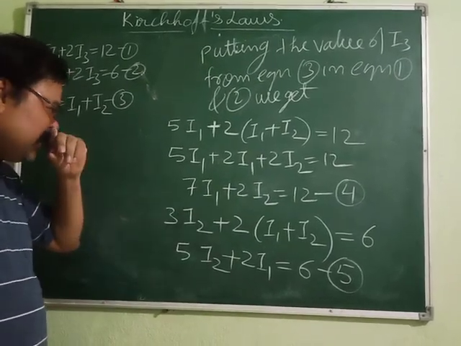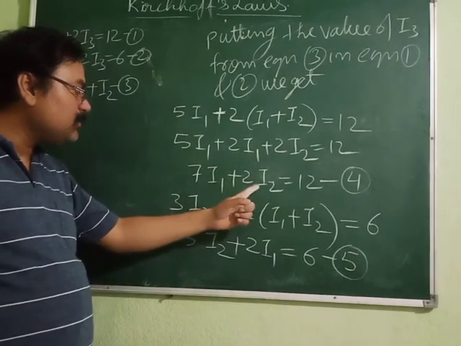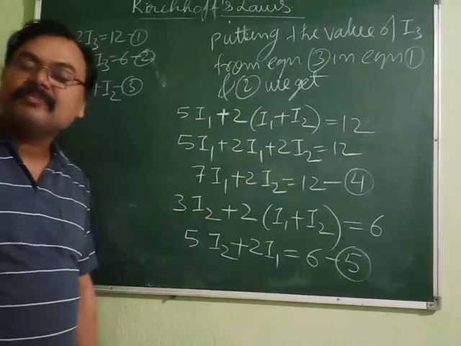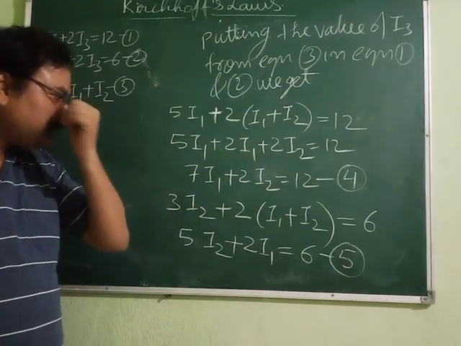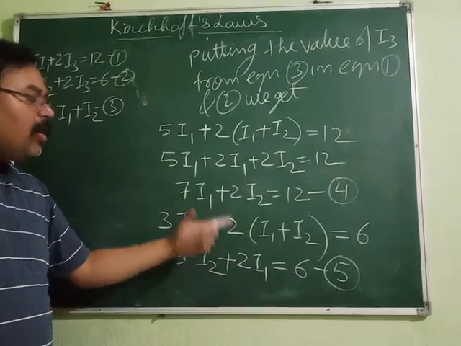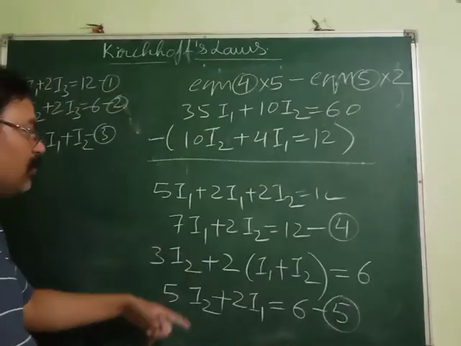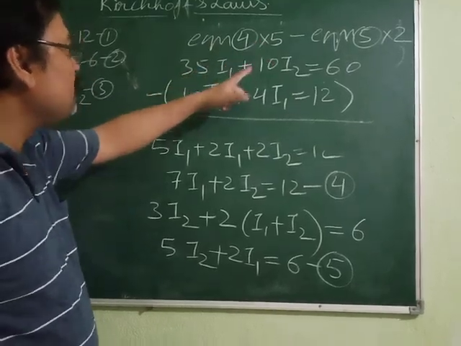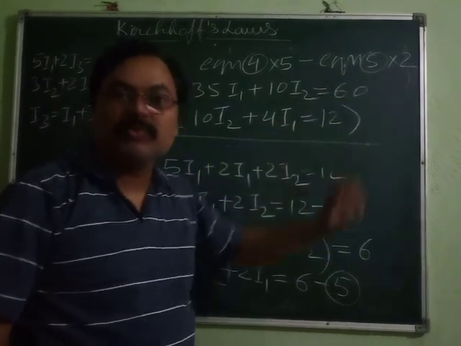If we want to make this coefficient of I2 equal to 5, so that we can subtract them, we have to multiply here what? 5 by 2. And we have to subtract either 4 from 5 or 5 from 4. So in order to solve this, we have to multiply equation 4 by 5, and we have to subtract from it equation 5 multiplied by 2.